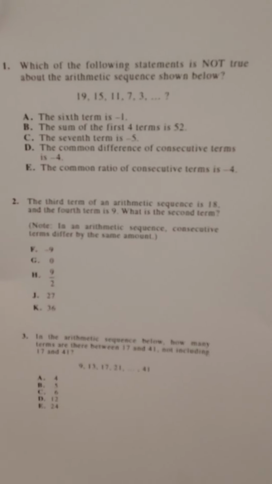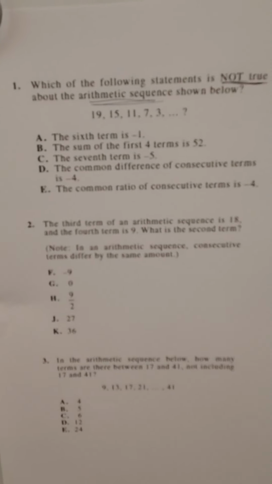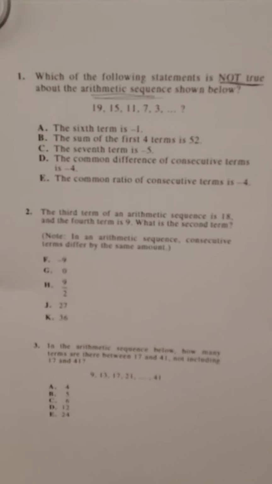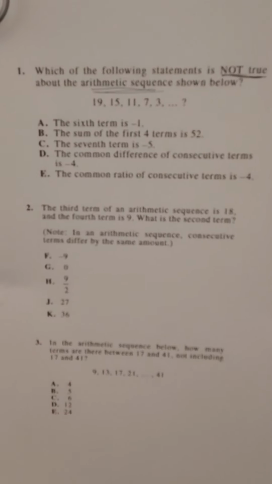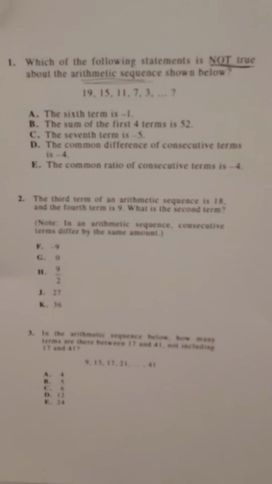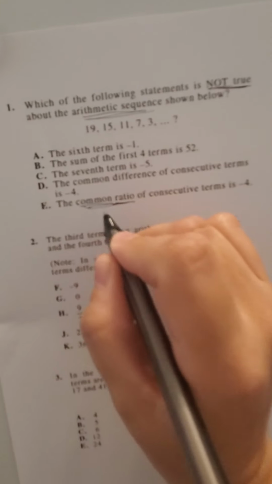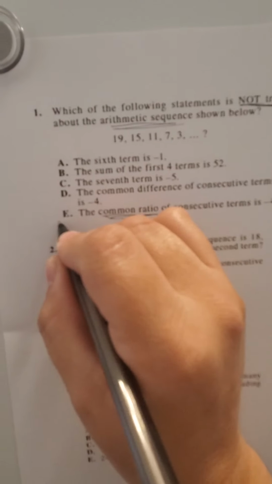All right, which of the following statements is not true about the arithmetic sequence? Okay, so the keywords there are not true and arithmetic sequence. Now remember, an arithmetic sequence is one where we're adding something every time. We have a common difference. So if I look at my answer choices just real quick, I hope you notice that on E it says the common ratio. When do I have a common ratio? When I have a geometric sequence, right? So this would be my incorrect answer, which would be my answer, right? Because they want to know what is not true.